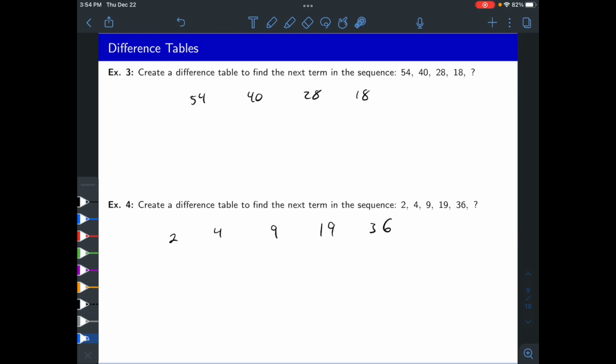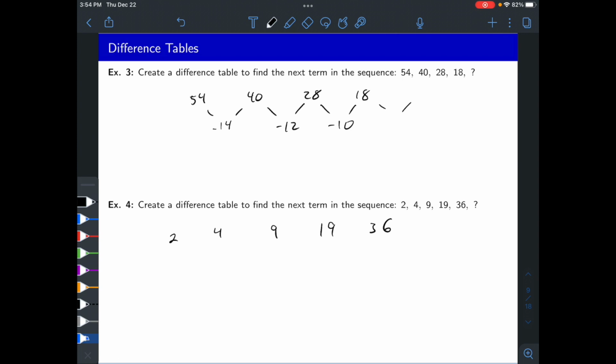So in this first one, in our difference table, these numbers are going to be going down by certain amounts. You could, if you wanted to, keep track of the sign right here, so this would be negative 14. You could also ignore the sign and just say we're going down by 14 every time. I'll put the sign here. 40 to 28, we're going down by 12, so I'll put negative 12. 28 to 18, we're going down by 10.